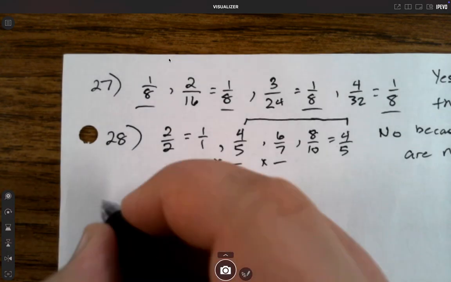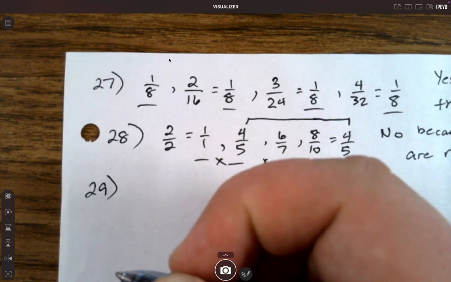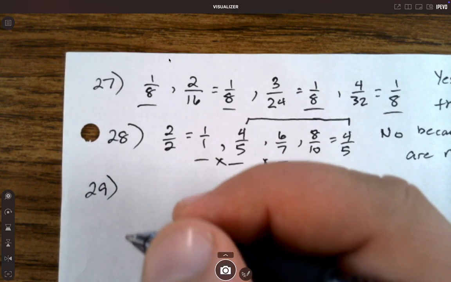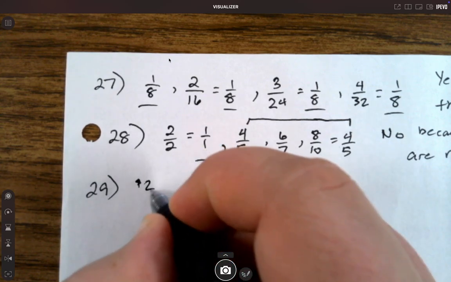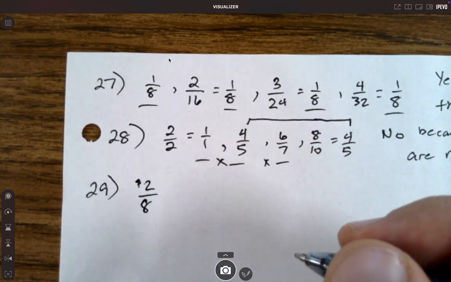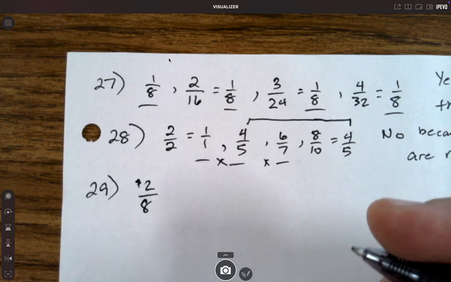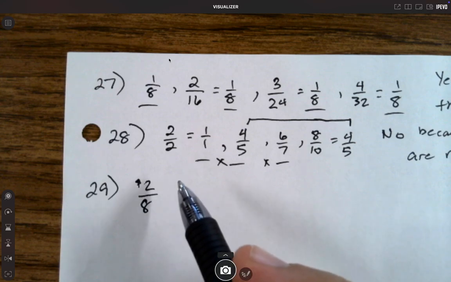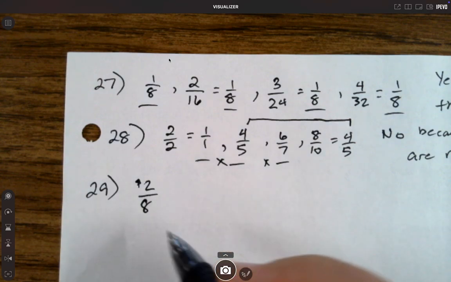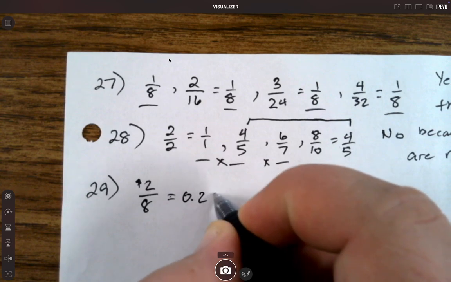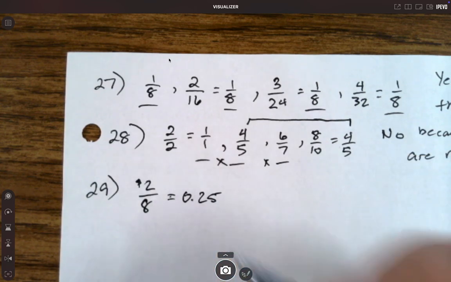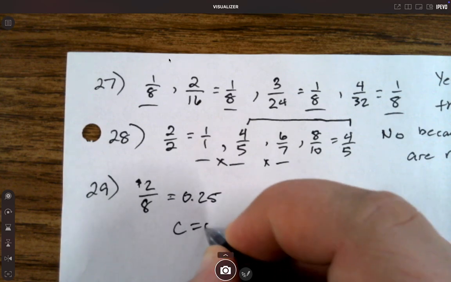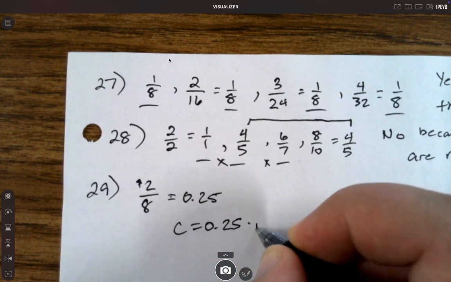Okay, 29. A customer at the ring toss booth gets 8 rings for $2. So $2 over 8 rings. Write an equation relating the cost to the number of rings. Okay, so $2 divided by 8 rings. So 2 divided by 8 is 0.25. So that means it costs 25 cents per ring. So the cost is 25 cents times the number of rings.